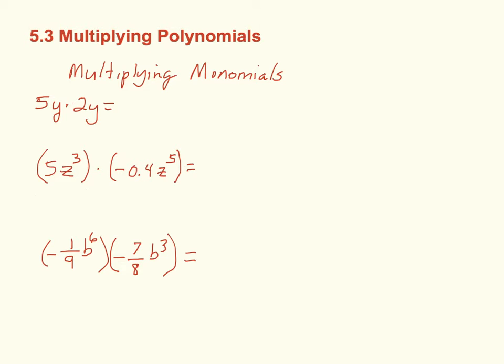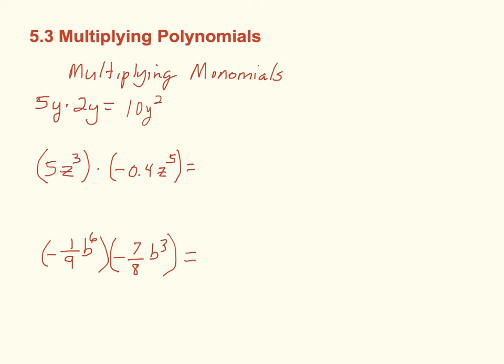5y times 2y. Well, we say, well, what's 5 times 2? Well, that's 10. And y times y is y squared. So that's all you have there. Okay? Now, 5z to the third power times negative 4/10 z to the fifth.